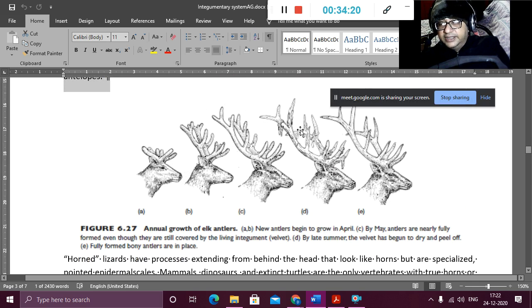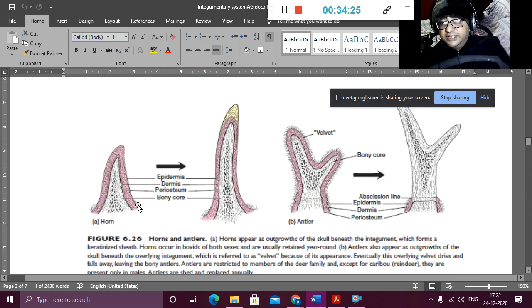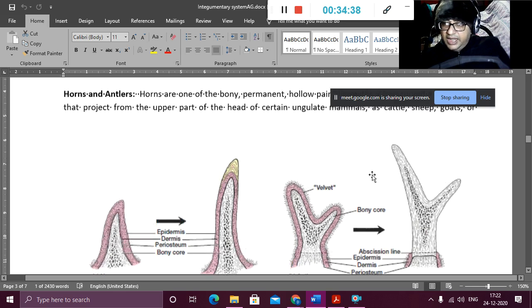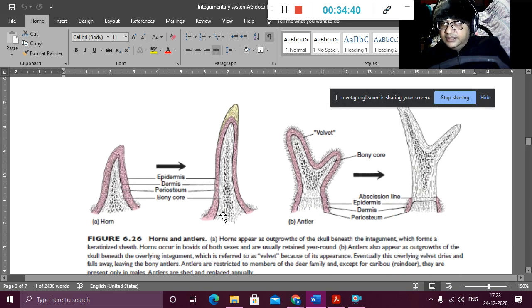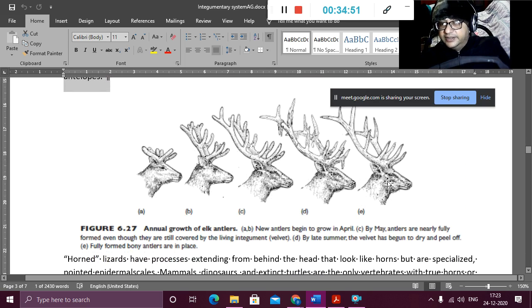Antlers grow like this. They are shed, but the horn is quite permanent. Here it also comes out, but then you have a covering of velvet, and it has a bony core. The velvet dries out, and this pink covering goes away, and the bone is left. And this they use for fighting.